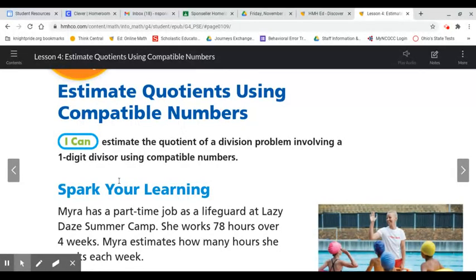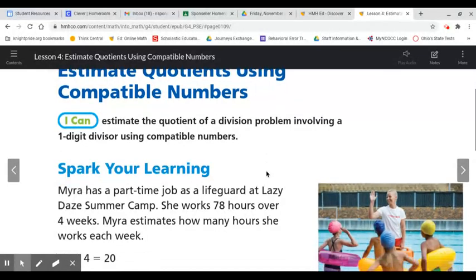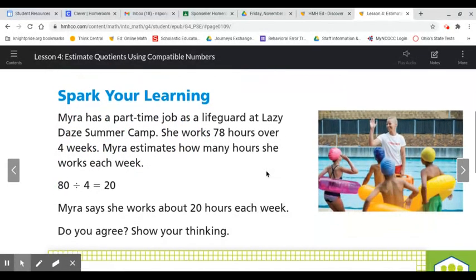So at the end of today's lesson, what you will be able to do: I can estimate the quotient of a division problem involving a one-digit divisor using compatible numbers. Think through what we did in lesson 3. In lesson 3, we were estimating the products using compatible numbers and multiplying numbers together. Now we're estimating the quotients. Same idea, except this time we are dividing instead of multiplying.